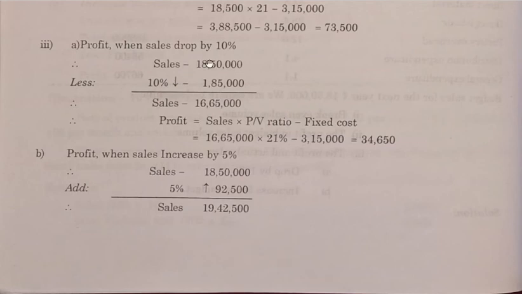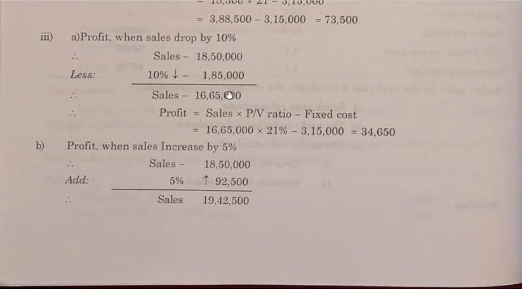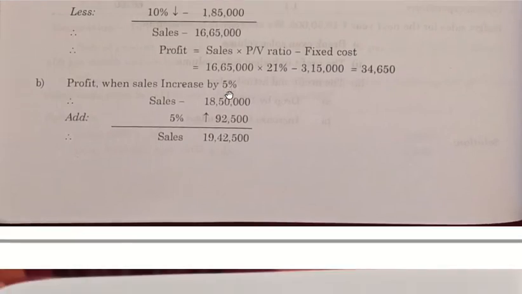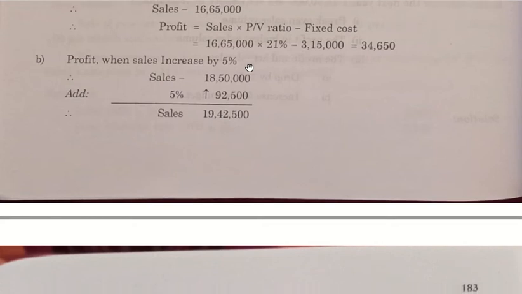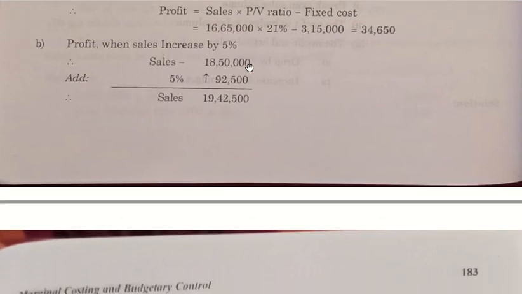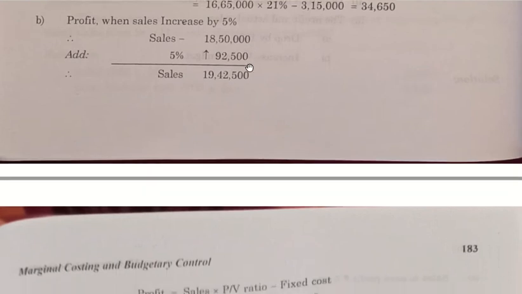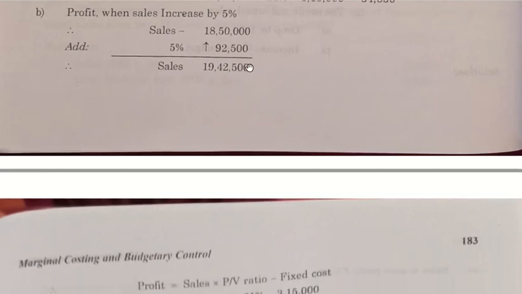So if it drops by 10%, 18,50,000 into 10% is how much? 1,85,000. So 18,50,000 minus 1,85,000, sales you get it to be 16,65,000. So your profit is equal to sales into PV ratio minus your fixed cost. So 16,65,000 into 21% minus 3,15,000, which is equal to 34,650.